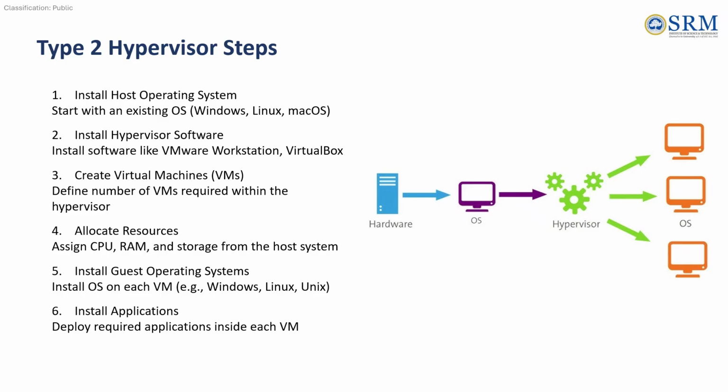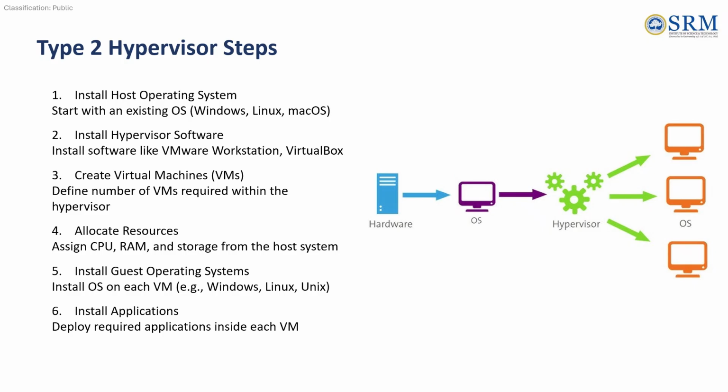This slide explains the working steps of a Type 2 hypervisor. Here, the process begins by installing a host operating system such as Windows, Linux, or Mac OS on the physical computer. After that, the hypervisor software like VMware Workstation or VirtualBox is installed on top of the host operating system. Inside the hypervisor, virtual machines are created and resources such as CPU, RAM, and storage are allocated to them. Then, guest operating systems are installed inside each virtual machine, followed by the required applications.